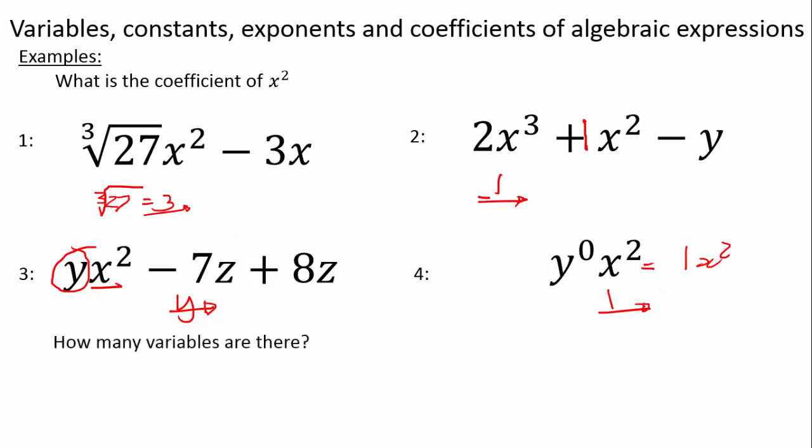How many variables are there in the various 4 terms? Pause it and try it yourself. Here we simply have x, there's 1 unknown. Here we have x, y, so there's 2. Here we have y, x, z, there's 3. Here we only have a y, but it's to the power of 0, so that's just 1. So there we just have 1.